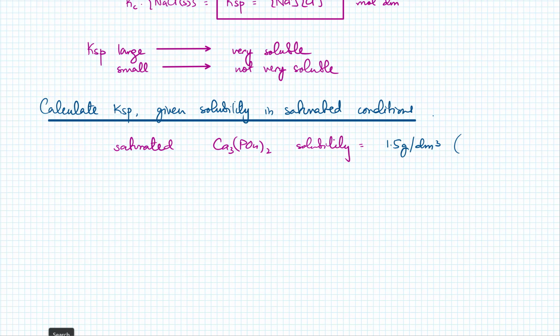And remember, it could be mole per dm cube. What I'm going to do is convert it into concentration. How do you convert gram per dm cube to mole per dm cube? Divide by Mr. So for 1.5 gram, find out what the Mr of calcium phosphate is. You convert the mass into moles. It's 40 times 3, that's 120, and PO4, that's 31 plus 16 times 4, that's 95, times 2. So I think that's 310.